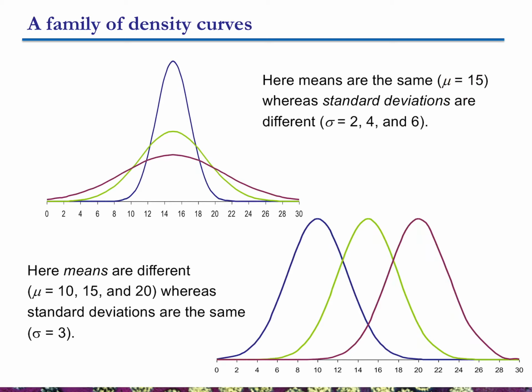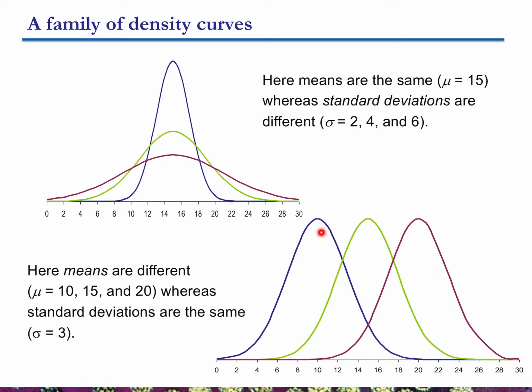But notice they're all very different in terms of being wide versus narrow. That's because the blue curve that you see here, being the narrowest, has the smallest standard deviation of 2. The green curve next has a standard deviation of 4, and the red curve, the widest and shortest, has a standard deviation of 6. All right, so the standard deviation defines the width of the base of the curve, whereas the mean defines the location on the x-axis of that curve.